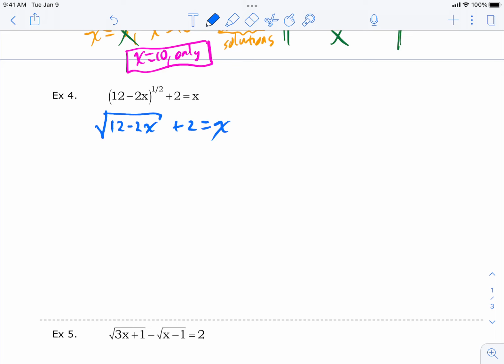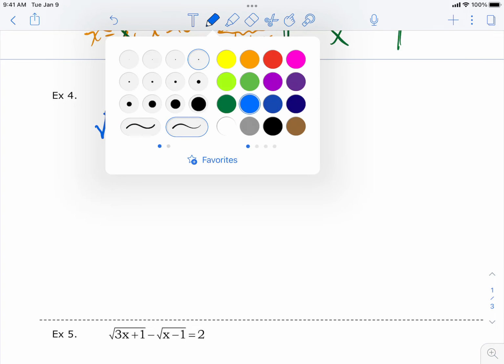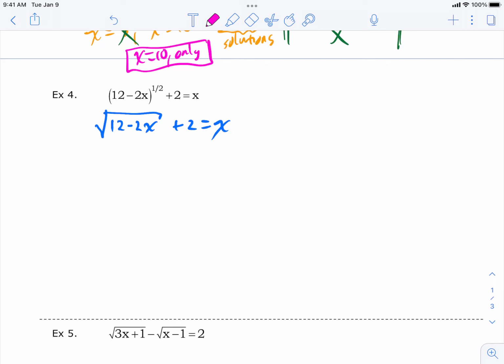Now, here's another thing I'm going to say. So let me get out my purplish color. Another thing I'm going to say is, and this is a huge tip, it's more than a tip. It's practically a commandment, because if you don't do this, you're going to make a mess for yourself. But tip: first, isolate the radical. Before you go squaring both sides, isolate the radical.